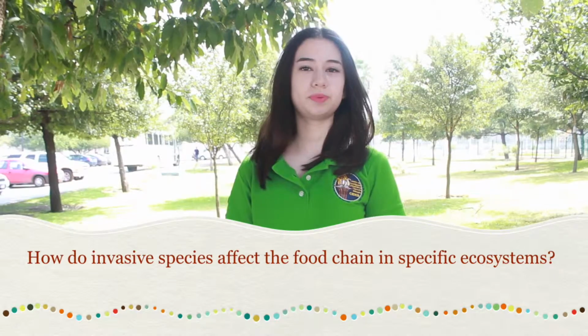How do invasive species affect food chains in specific ecosystems? Invasive species can cause harm to other species that inhabit the environments they invade. Recall that ecosystems are delicately balanced. One small change can have drastic effects on the ecosystem as a whole. The normal balance of an ecosystem can be altered when an invasive species is introduced because they can directly or indirectly affect native species, thereby changing the flow of energy in the system.